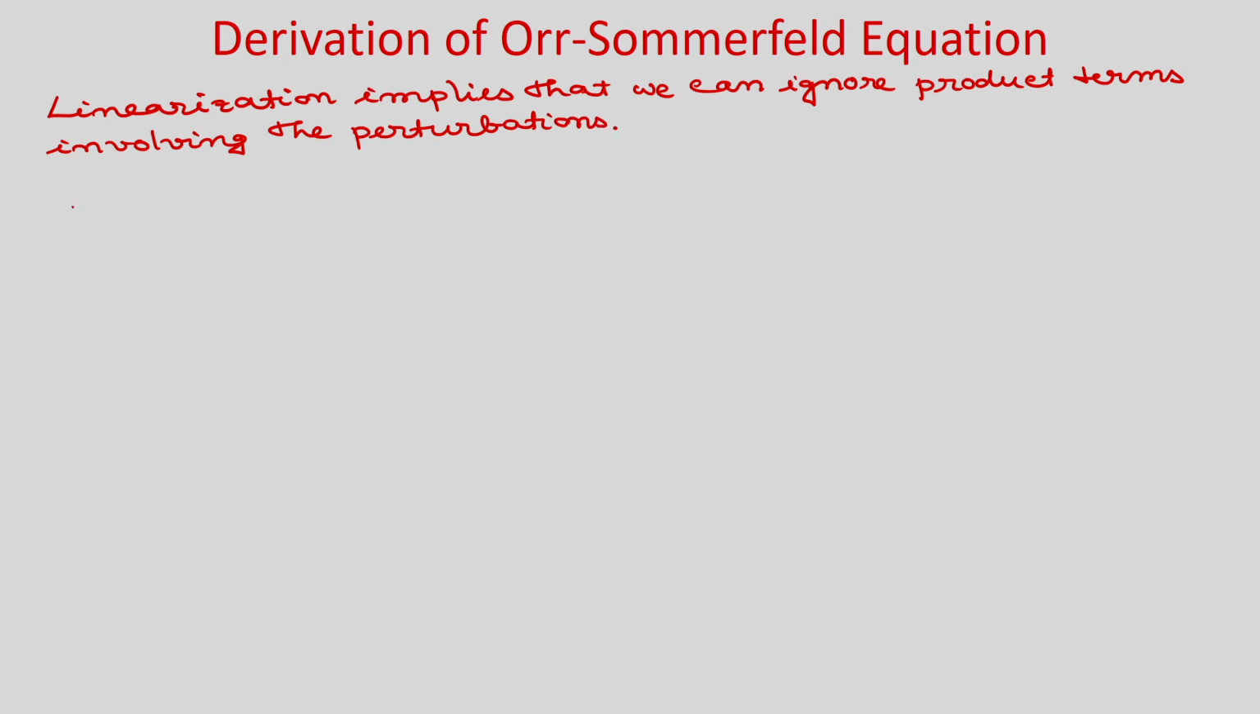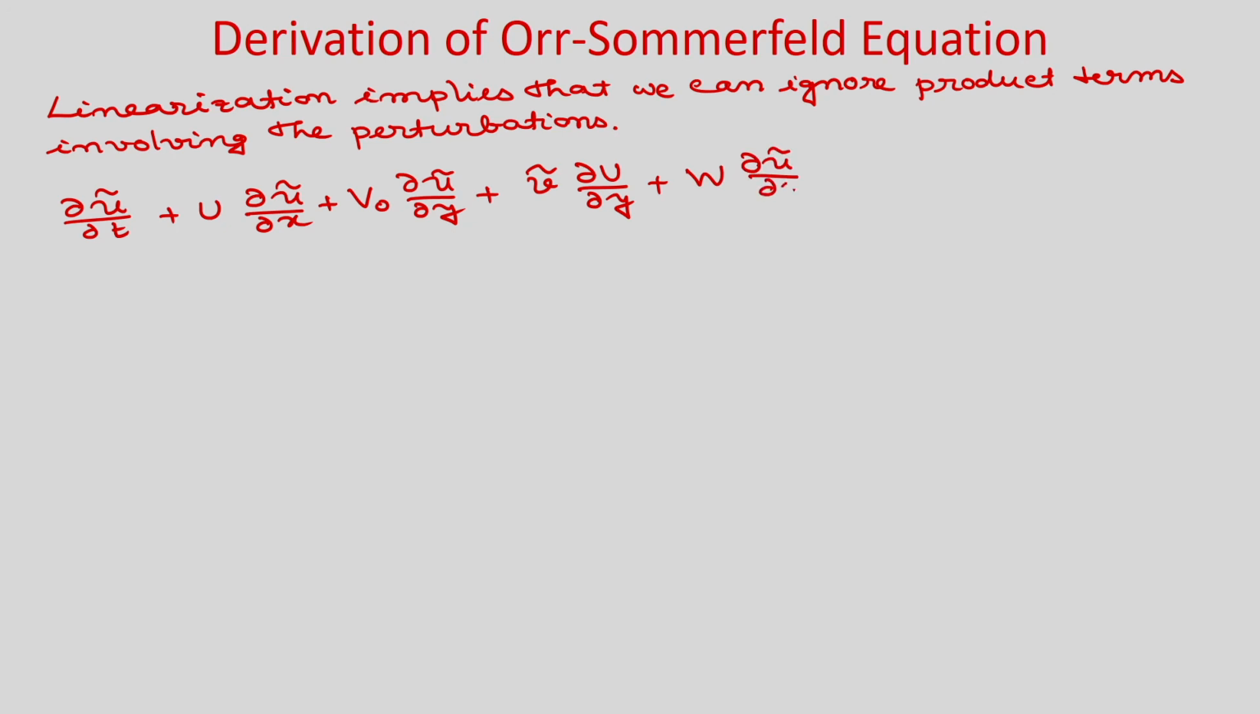Okay. So, we can now write del u tilde by del t plus u del u tilde by del x plus v naught del u tilde by del y plus v tilde del u by del y plus w del u tilde by del z is equal to minus 1 by rho del p tilde by del x plus nu nabla square u tilde. Let us say this equation number is 3. Similar way, from y and z momentum equations you can derive the equation for perturbations.